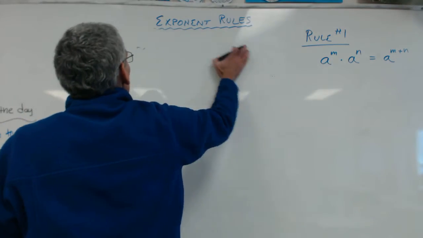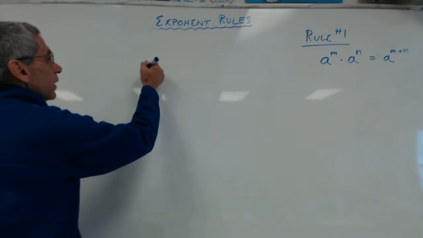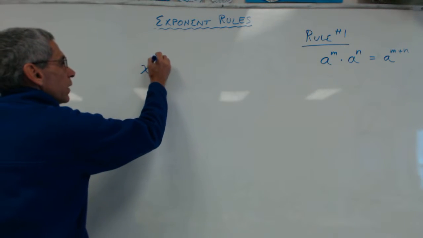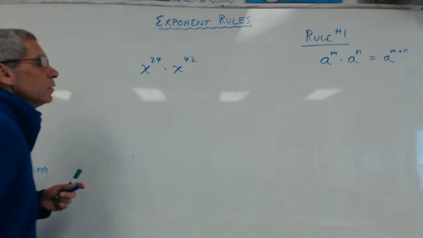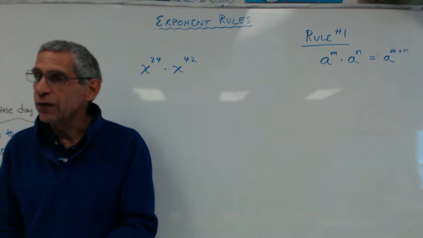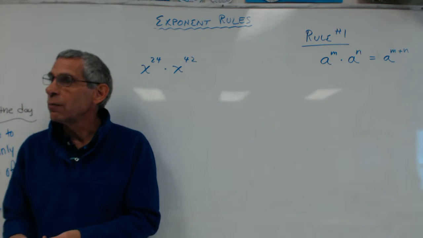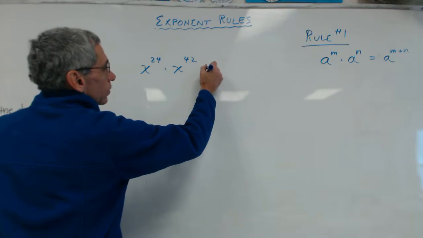That is such a great rule because if you don't know that rule, it will be really hard when you get to something like this, x to the 24th times x to the 42. You would be writing a lot of x's, right? So thank God for algebra. Thank God we've come up with shortcuts. Then couldn't you just do x to the 66?